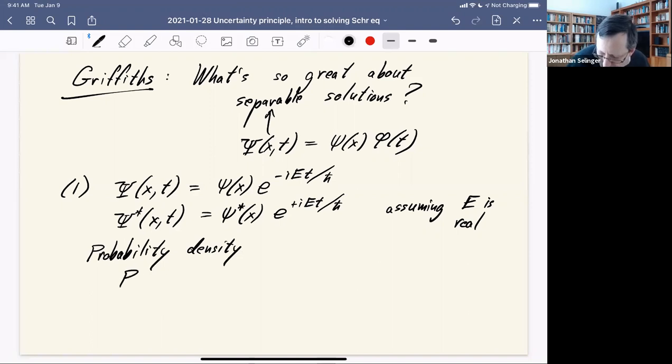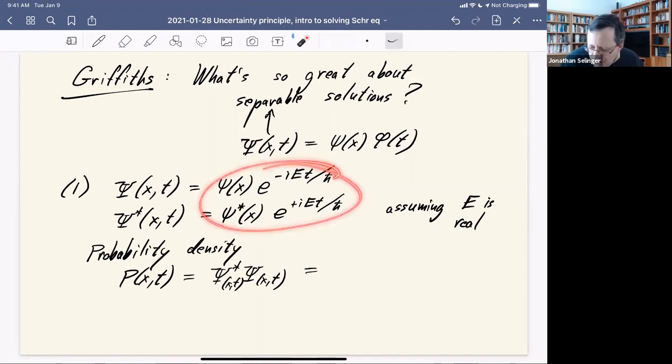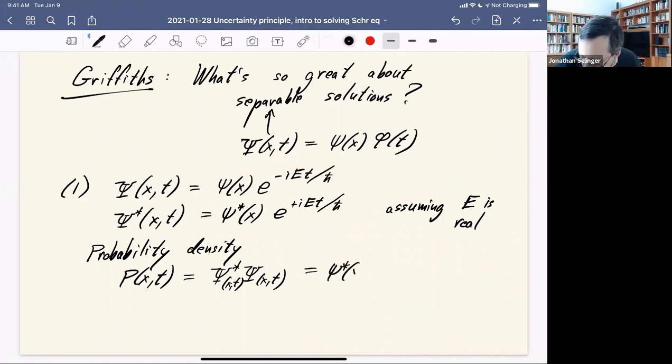Well, we know the probability density as a function of x and time. That is psi star times psi, of x and t. But now let's take these forms and plug them in. That gives us little psi star of x times little psi of x, and then these exponential factors just cancel.